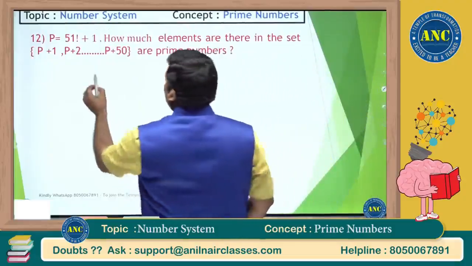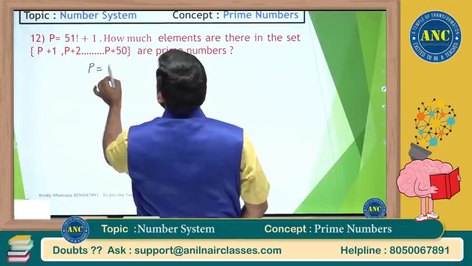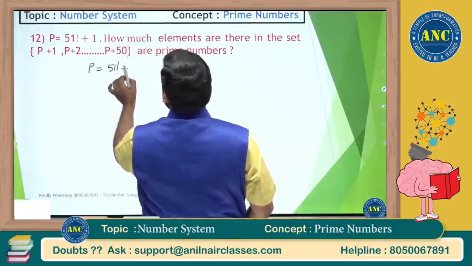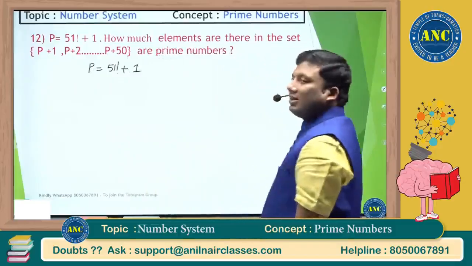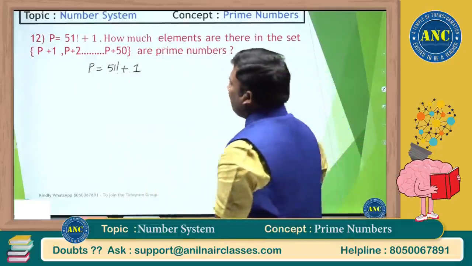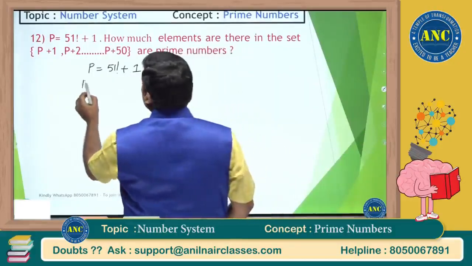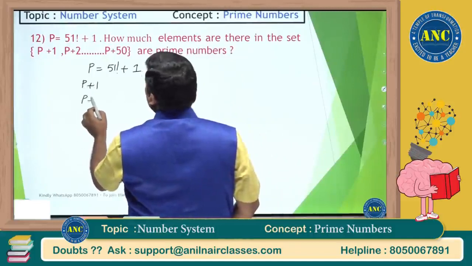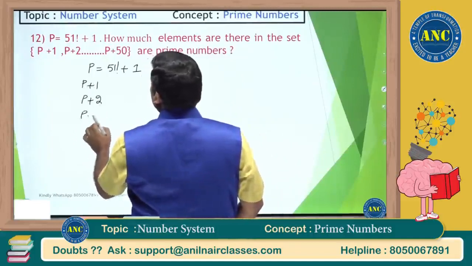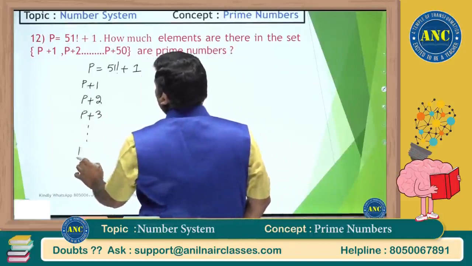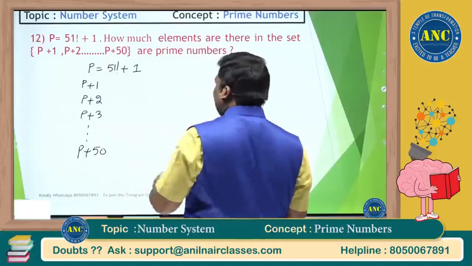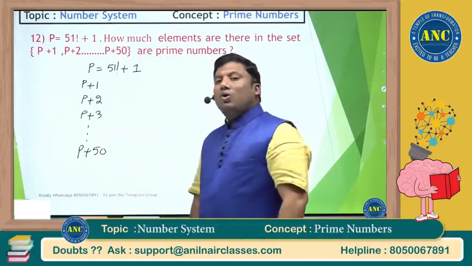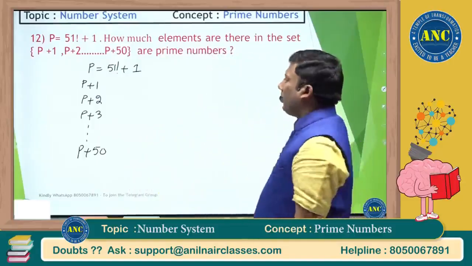P is equivalent to 51 factorial plus 1. How many elements are there in the set? There is a set: P plus 1, P plus 2, P plus 3, and so on up to P plus 50. How many elements in this set are prime numbers?